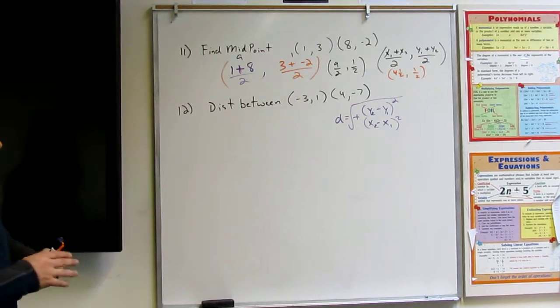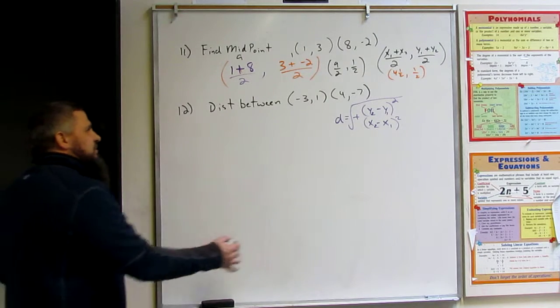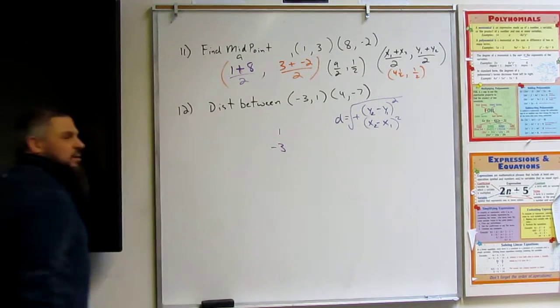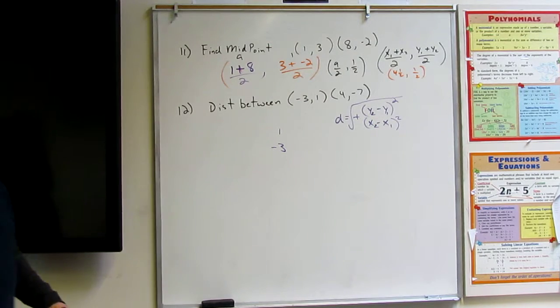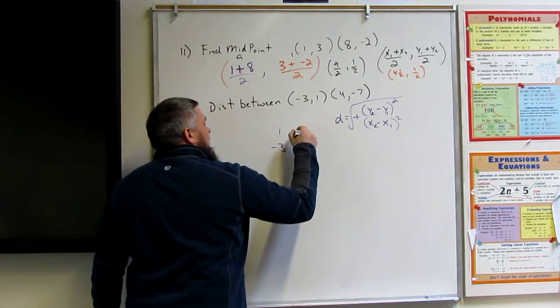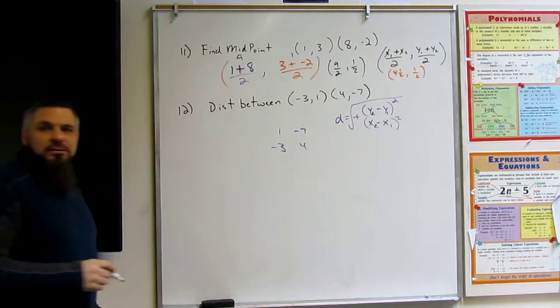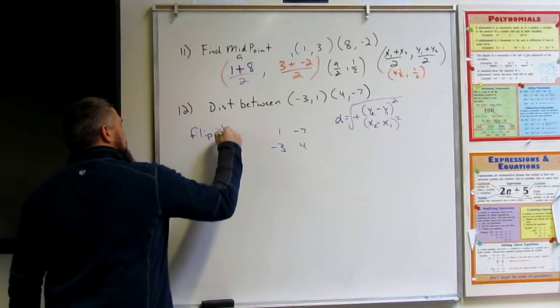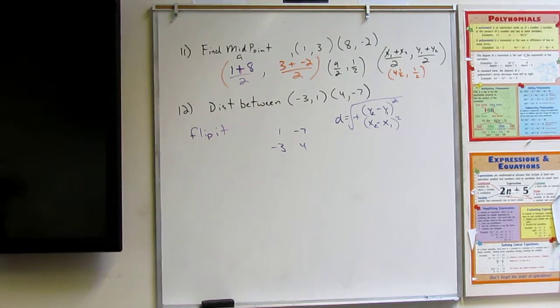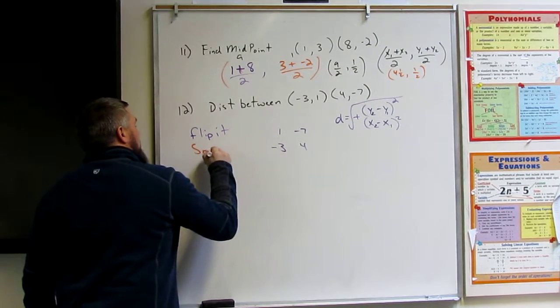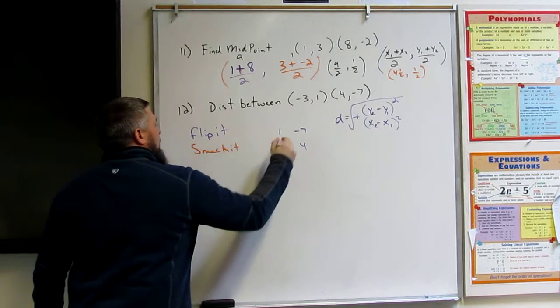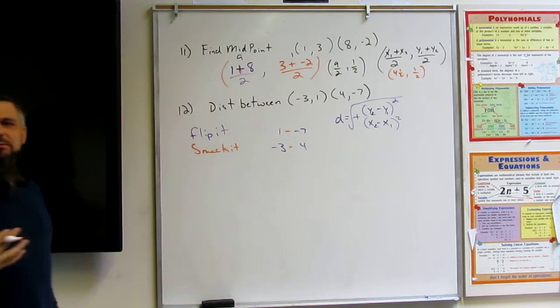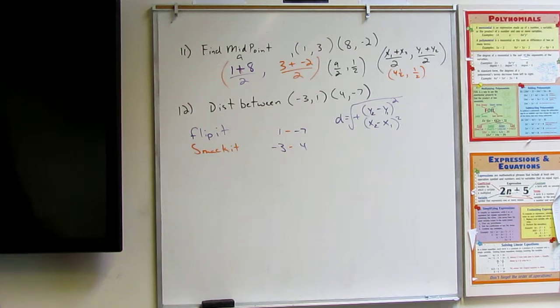Remember, it's just like I just said. I'm going to flip it, so I got the 1 over the negative 3. Okay? And I've got the negative 7 over the 4. That's the flip it part. Now you got it. And then the smack it part. Okay? It's just the minus between the two, right?